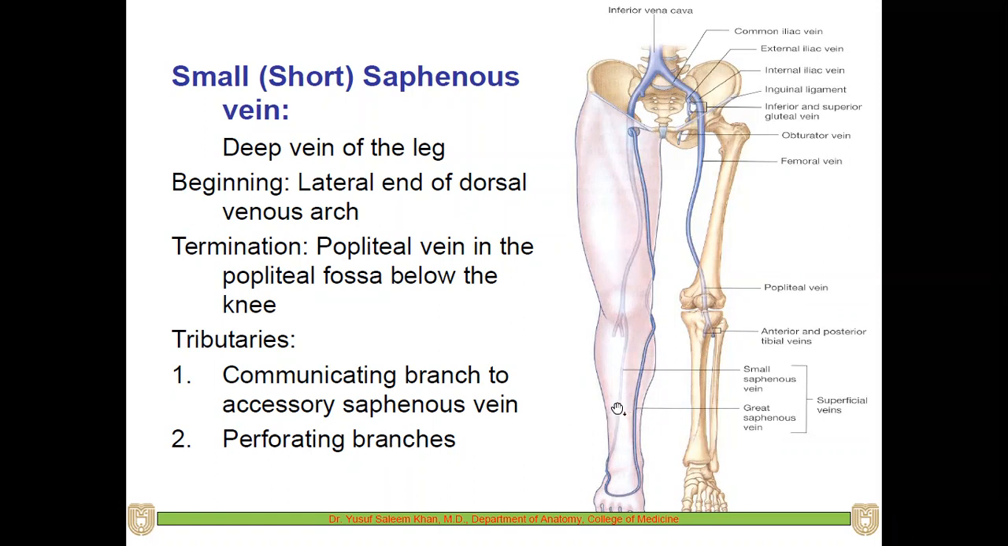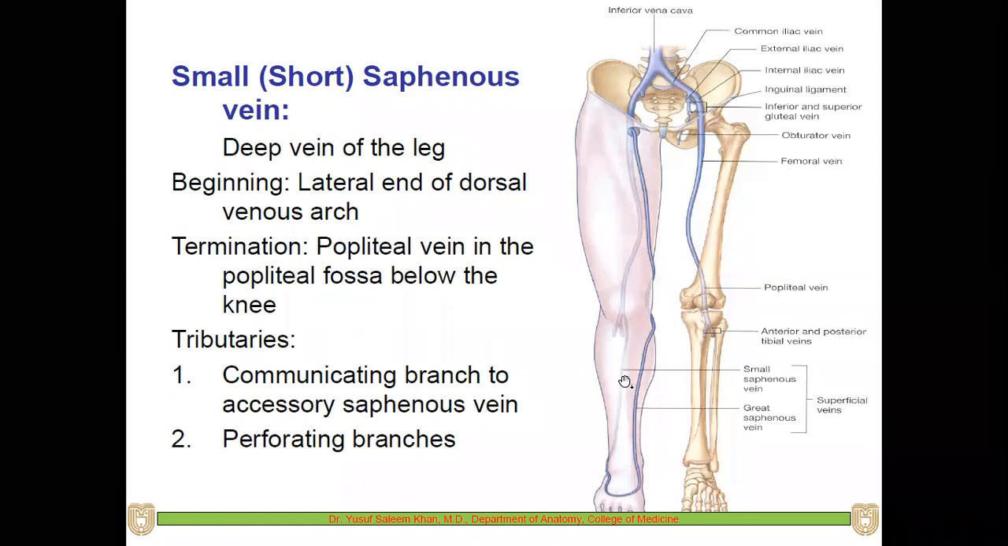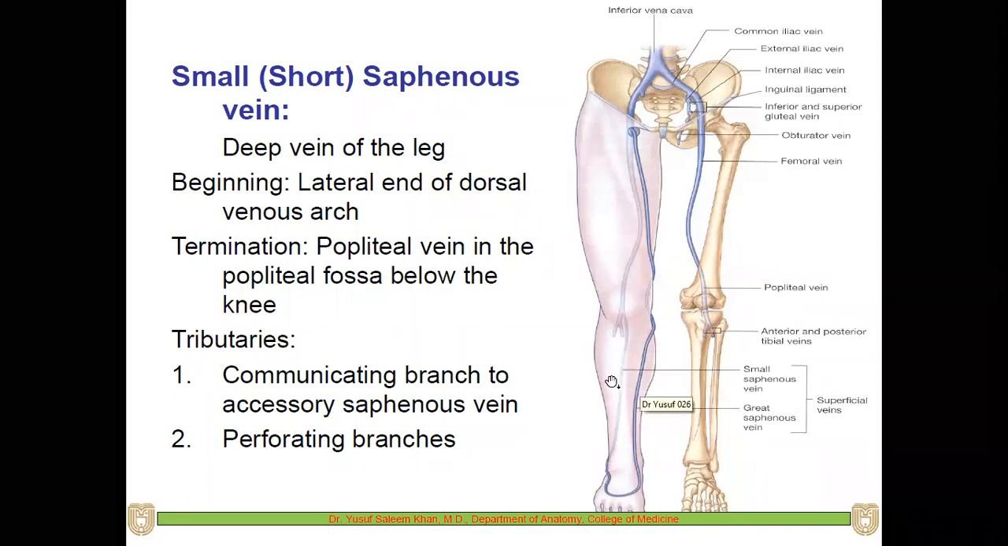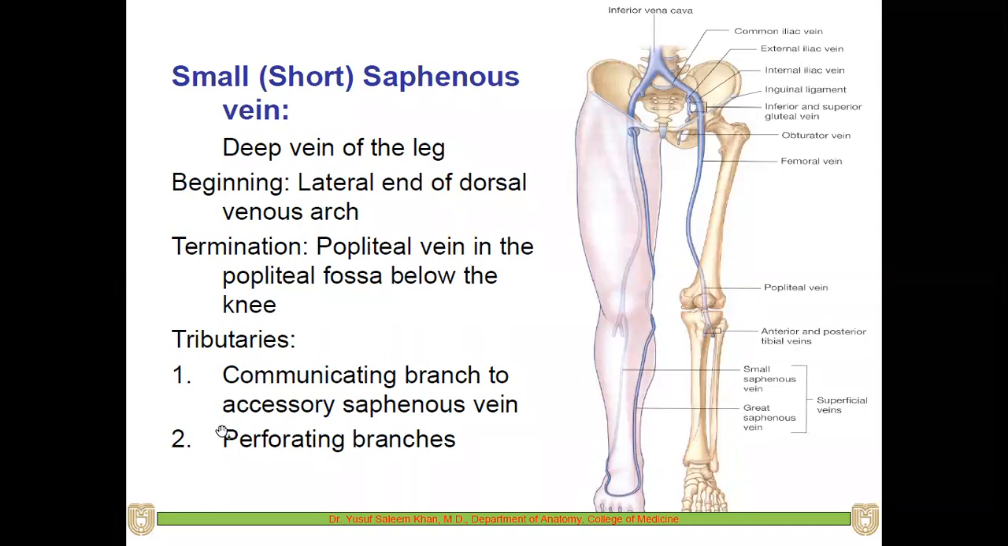There will be perforating branches which connect the small saphenous vein with the great saphenous vein. Deep vein to the superficial vein, because this short saphenous vein is also called the deep vein of the leg. So there's a connection between these two veins, and they will be called perforating veins, which communicate with the great saphenous vein. These are called perforating branches. Multiple branches are there, perforating branches, as well as the communicating branch of the accessory saphenous vein. So this is about the short saphenous vein.